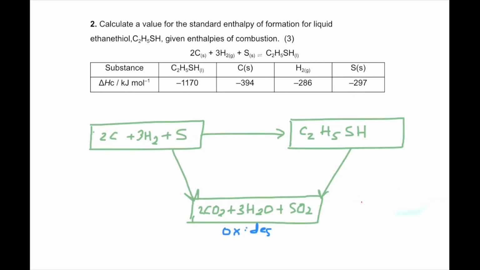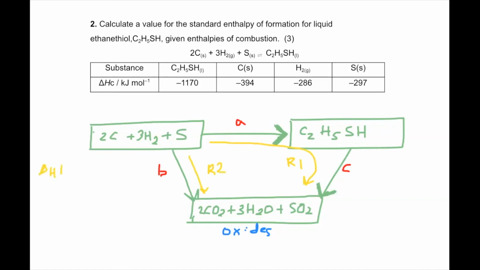Now let's try and figure out the two routes for the reaction. So look at the arrowheads. You can see that the arrowhead pointing to C2H5SH and the one pointing to the oxides follow the same direction. So they form one route. So let's call those enthalpy changes A and C. And therefore, the enthalpy change represented by B is route 2.